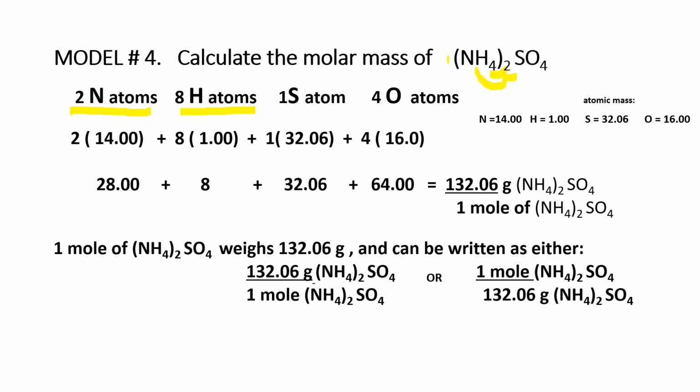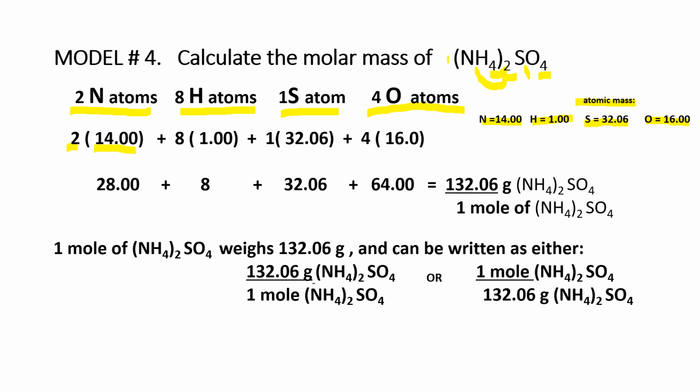And in the formula, you only have 1 subscript for sulfur. That is why you have 1 sulfur atom and 4 subscript for oxygen. That is why there are 4 oxygen atoms. And again, from the periodic table, the atomic mass of nitrogen is 14, hydrogen is 1.00, sulfur is 32.06, oxygen is 16.00. So let us get the mass of nitrogen atoms by multiplying the number of nitrogen atoms by the atomic mass of nitrogen.